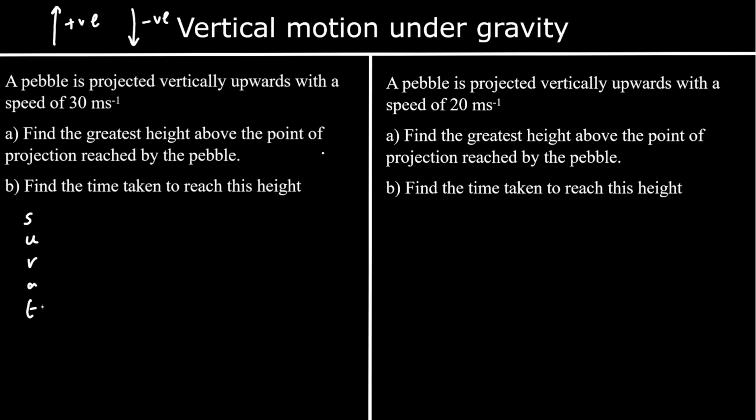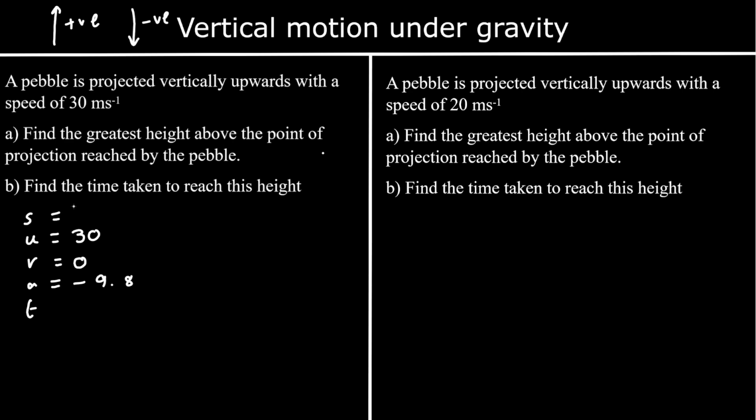Find the greatest height above the point of projection reached by the pebble. So at the greatest height reached by the pebble, the velocity will be 0, because the velocity is positive when it goes up and it slows down, and then it's negative when it goes back down. So at the highest point, velocity is 0. The initial velocity is 30 and its acceleration is negative 9.8. So it's decelerating, not accelerating. It's negative 9.8 because it's slowing down until it reaches the top.